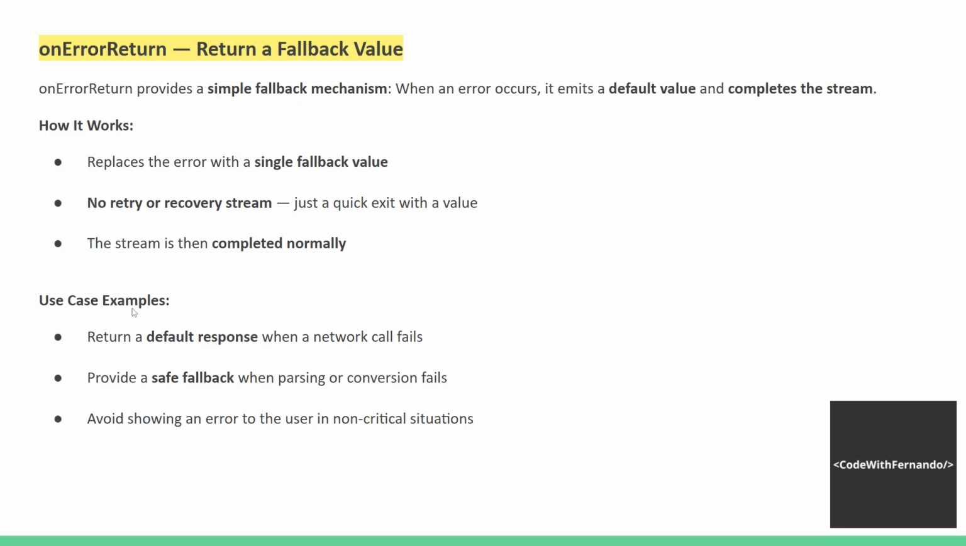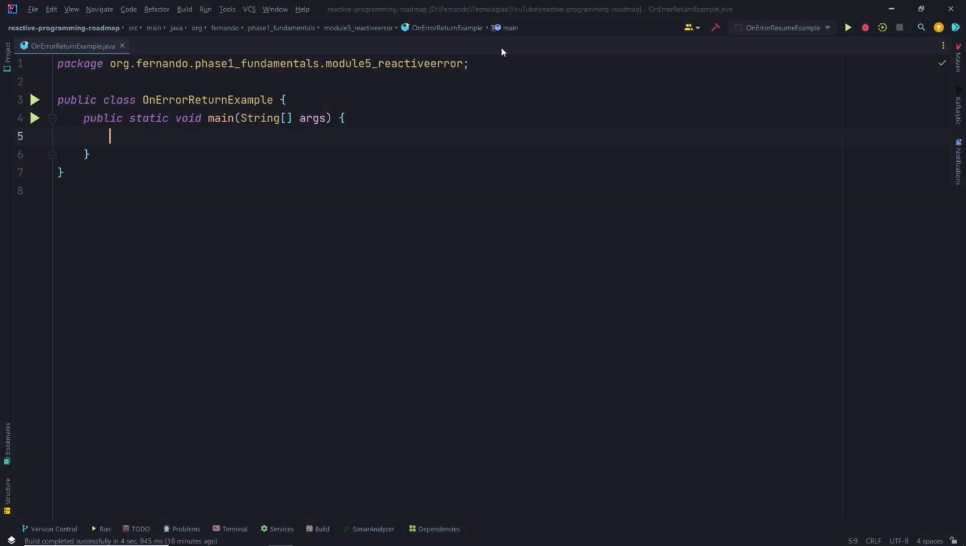Use case examples. Return a default response when a network call fails. Provide a safe fallback when parsing or conversion fails. Avoid showing an error to the user in non-critical situations. Okay, let's continue with our code demonstration.